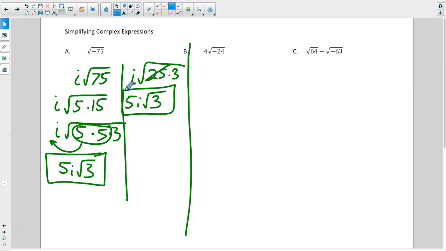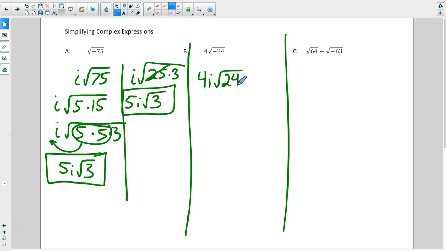All right, letter B. First thing you do, make that positive. How do I make that positive? I. So I'm going to write this as 4i square roots of 24. Give me some numbers for 24. 4 and 6, 12 and 2.